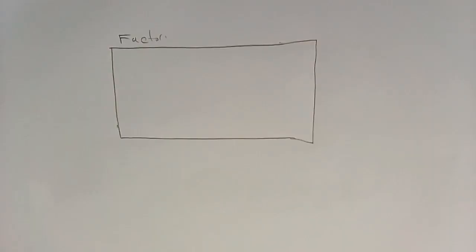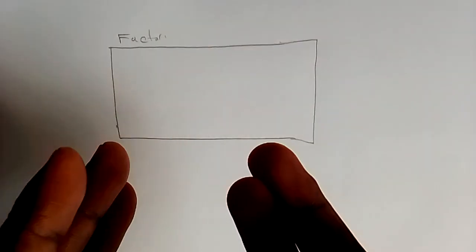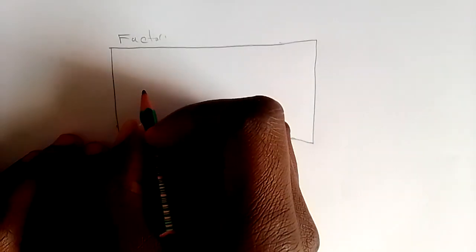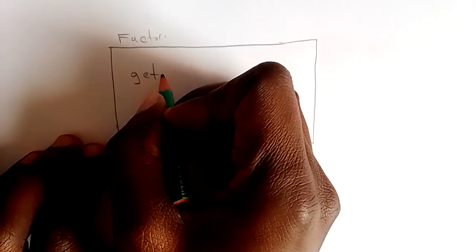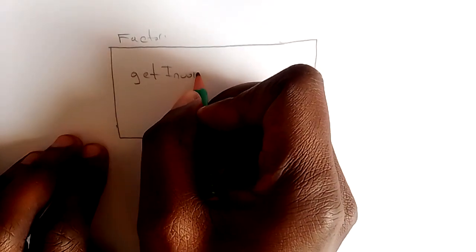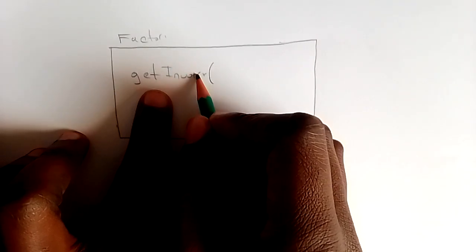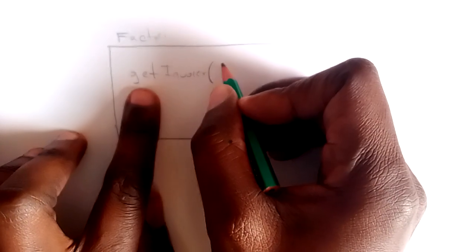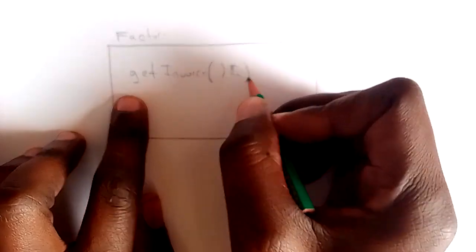This is a factory. What happens in a factory? A factory receives raw materials and it manufactures products on those raw materials. The same thing is done by this class factory. What it will do, it will have a method called getInvoice. It's going to be a static method, getInvoice. Then when you are running this method, what it will do, it will return invoice.